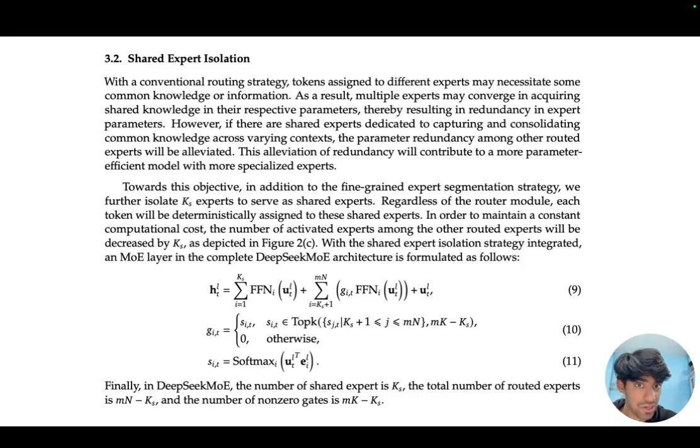However, if there are shared experts dedicated to capturing and consolidating common knowledge across varying contexts, the parameter redundancy among other routed experts will be alleviated. Simple as that, you will have some shared experts always with you. So this alleviation of redundancy will contribute to a more parameter efficient model with specialized experts. So towards this objective, in addition to the fine-grained expert segmentation, we further isolate key experts to serve as shared experts. Now, regardless of the router module, each token will be deterministically assigned to these shared experts in order to maintain a constant computational cost. The number of activated experts among the other routed experts will be decreased by k, as depicted in figure 2c.